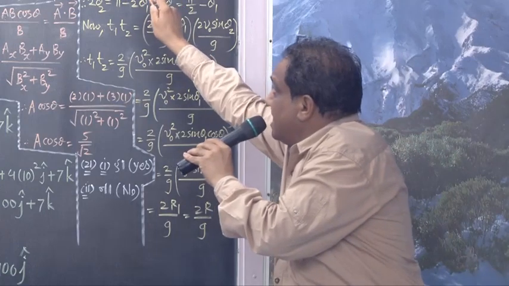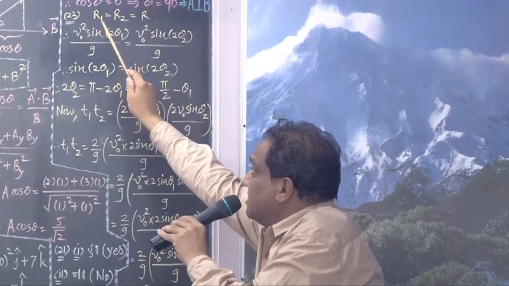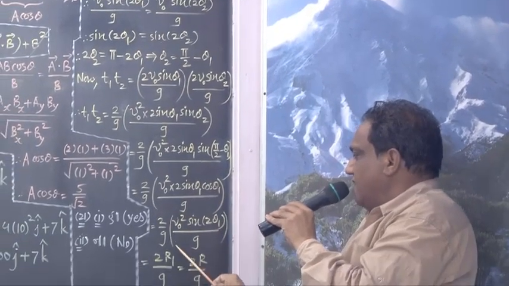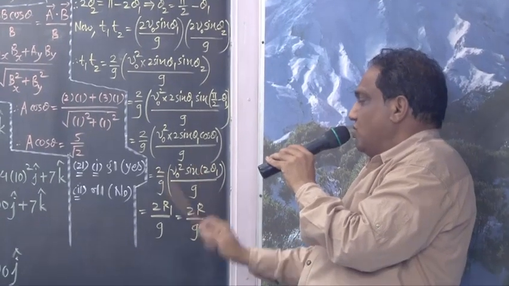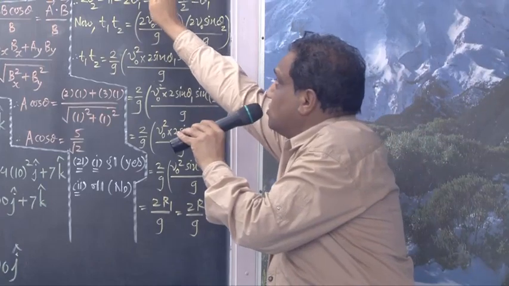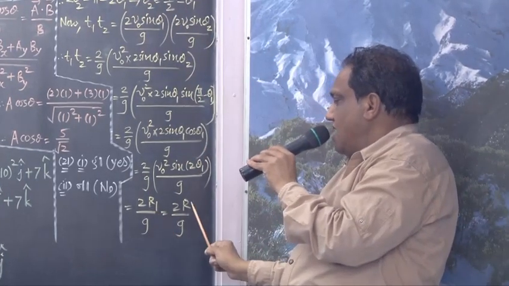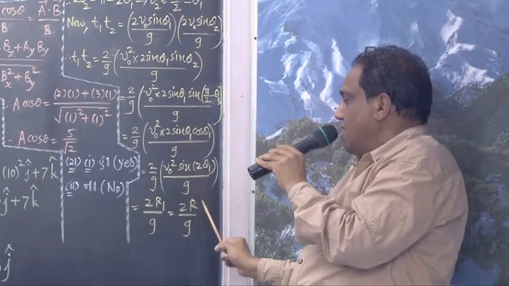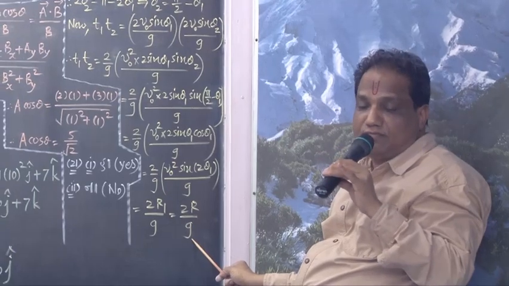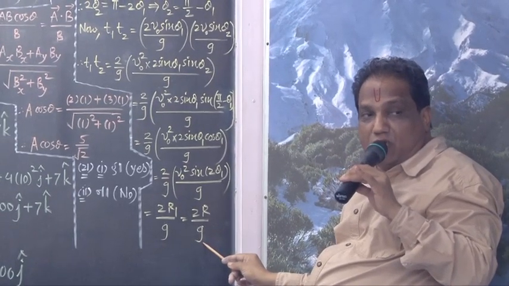V0 square sine of 2 theta 1 upon G. This is nothing but R1. So 2 R1 upon G. But R1 equals R. Finally 2R upon G, which is your RHS. You see? T1 into T2 equals 2R upon G.